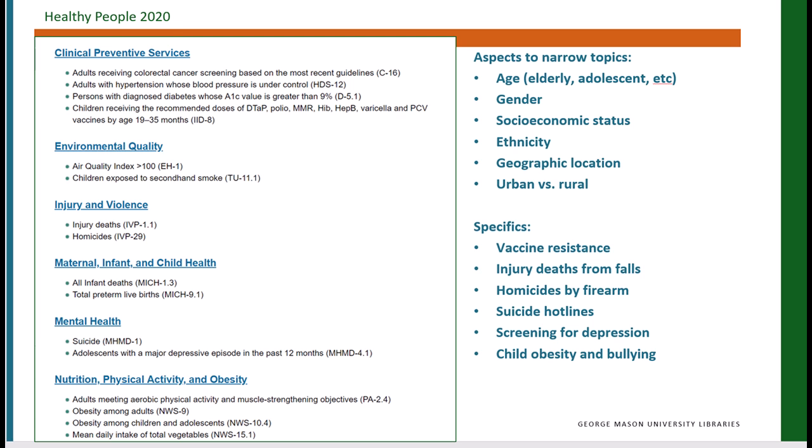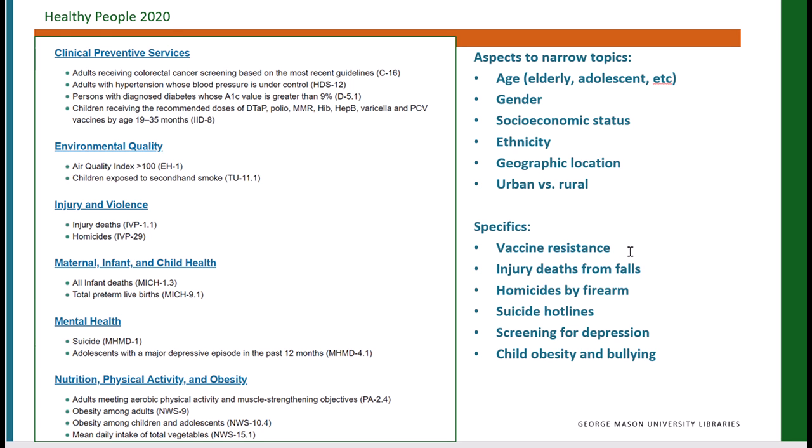So, for public health, a lot of the times we might look at Healthy People 2020, which are goals that are written by the government every decade or so, and it's an outline for how to improve the health and health status of the citizens in the United States. So under, for example, clinical preventive services, you can see that this is very, very broad. One of the things is about vaccines. And if you wanted to make that more specific, for example, this one, you could use vaccine resistance as your topic.